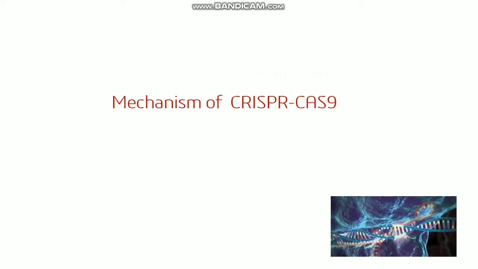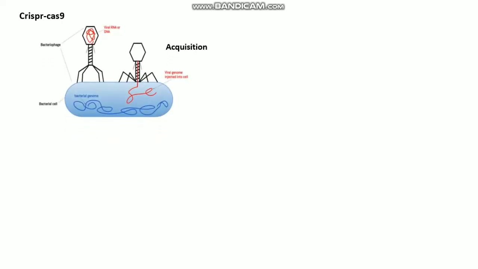So let's have a look at what is the mechanism of this CRISPR-Cas9 system. First, in the CRISPR-Cas9 system, there are two different phases: the acquisition phase and interference. In the acquisition phase, the bacteriophage attacks the bacteria and then incorporates its genome into the bacteria.